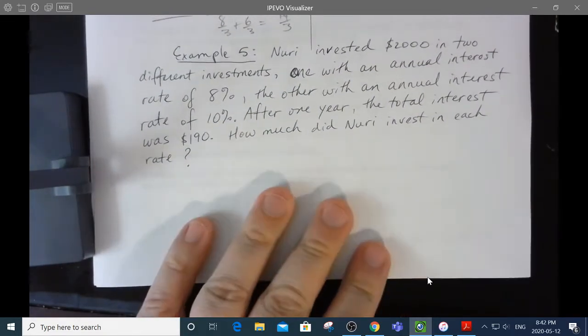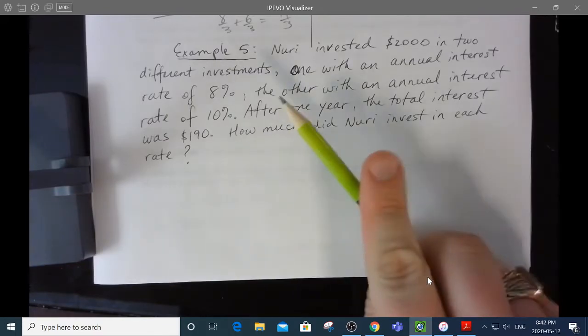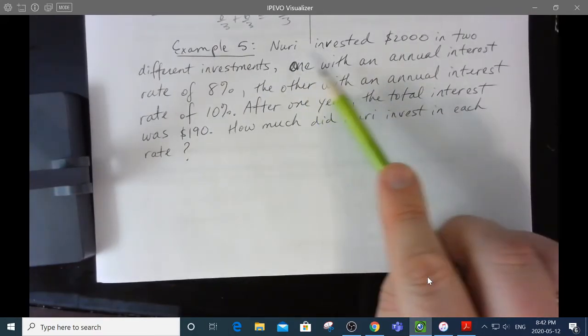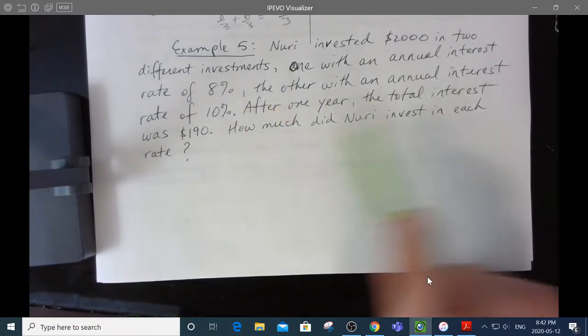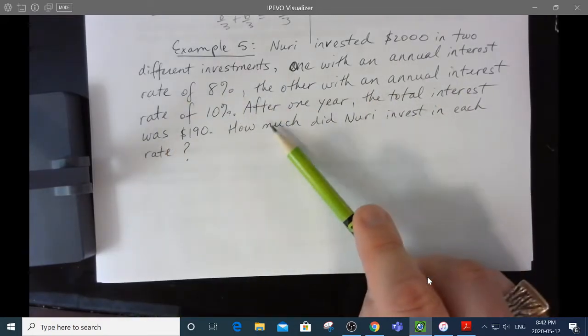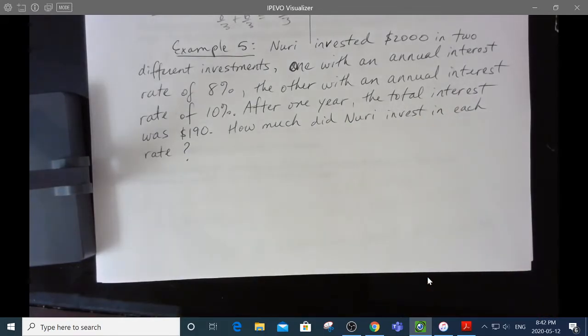Like, for example, here's a word problem. I'll give you. Why don't you pause the video right now and copy it down? I'll read it out loud too. Example 5. Nuri invested $2,000 in 2 different investments, one with an annual interest rate of 8%, the other with an annual interest rate of 10%. After 1 year, the total interest was $190. How much did Nuri invest in each rate?